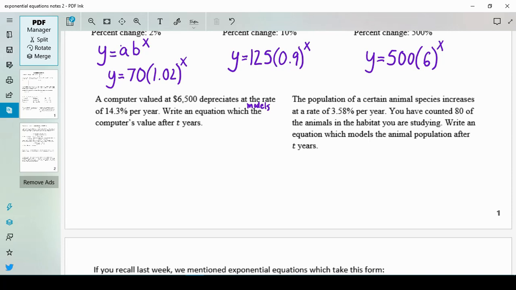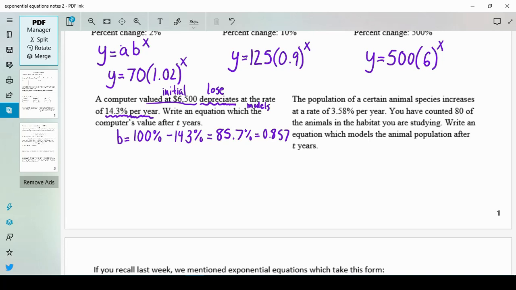So it says the computer's depreciating, so the word depreciate always means to lose value. So we know the initial, so the initial is the 6,500. And we know the rate at which this is happening. So it's losing 14.3% of its value. So the question is, what is the remaining value that we've got? So let's calculate that real quick. Again, we're always doing this with respect to 100%. We're going to subtract the 14.3%. So when you do 100% minus 14.3, that should give you, I'm doing this in my head here, 85.7%. And when you move the decimal over 2 units to the left, that's going to give you 0.857.